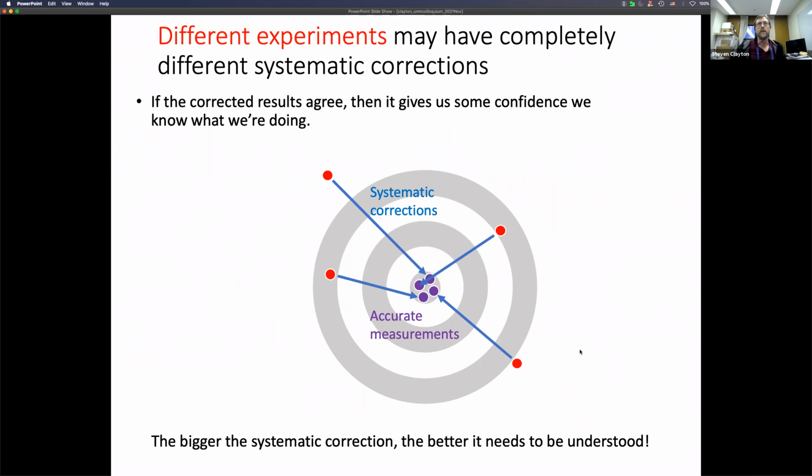So different experiments may have completely different systematic corrections. And this is one argument for doing different experiments, because if the corrected results agree, then it gives us some confidence we know what we're doing. If they don't agree, then that means we better look pretty closely. And another maybe truism: the bigger the systematic correction, the better it needs to be understood.